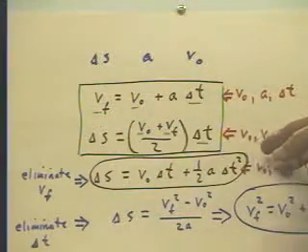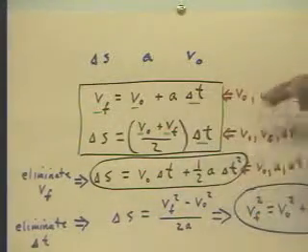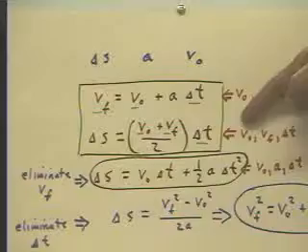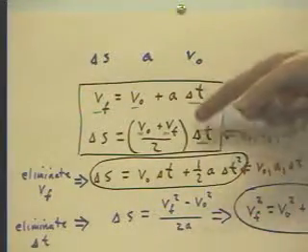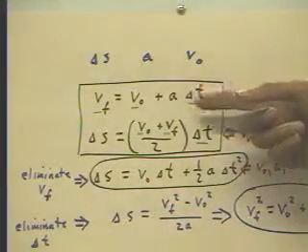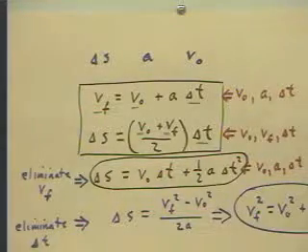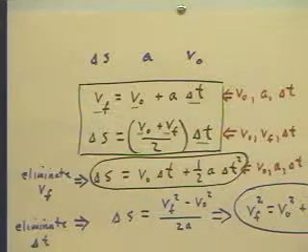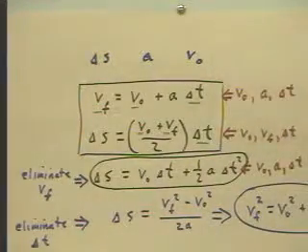If we consider V naught, VF, and delta T, we see that our displacement is going to be the average velocity, the average of V naught and VF, represented here, multiplied by the time interval. Displacement is average velocity times time interval. So these two are very, very fundamental, and we expect everybody to really understand what these equations mean at an intuitive level as well as algebraically.